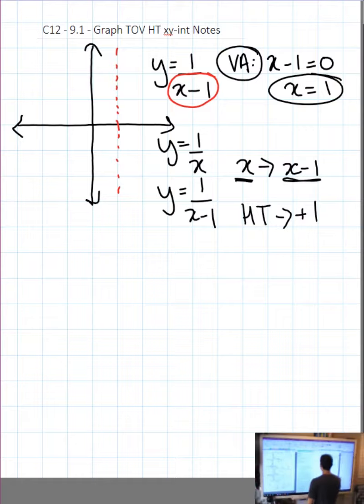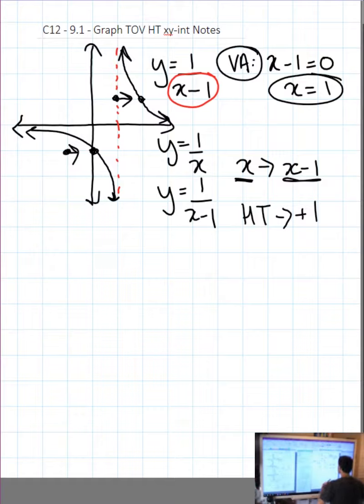So the old point used to be here, and it's moving 1 to the right, now it's here. The old point was here. It's moving 1 to the right, now it's here. Now we can simply draw our graph. So close to the vertical asymptote, through the point, close to the x-axis. Close to the vertical asymptote, through the point, close to the x-axis. So that is the vertical asymptote and what the graph looks like.